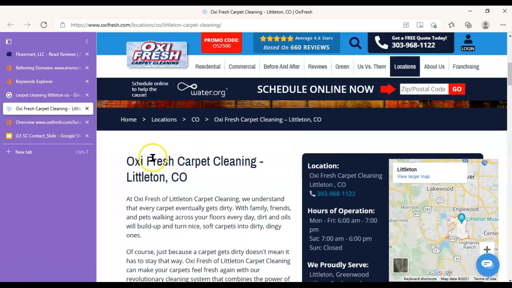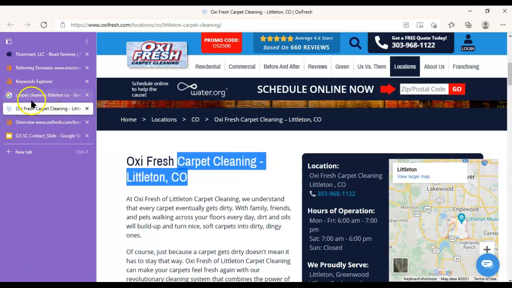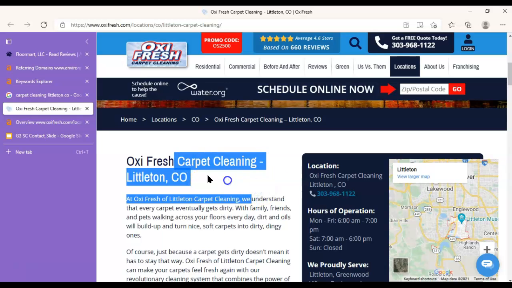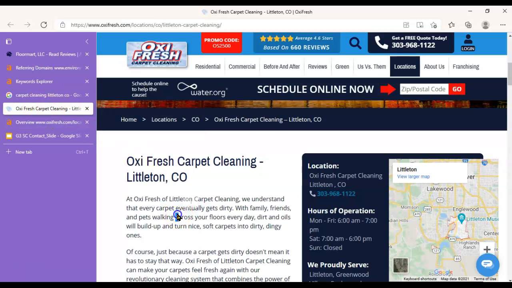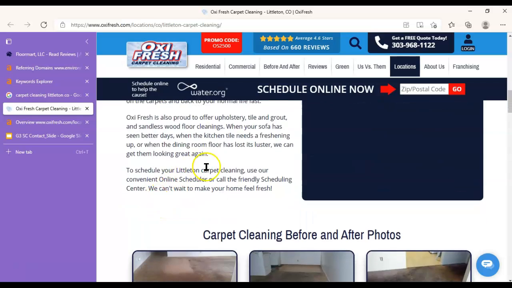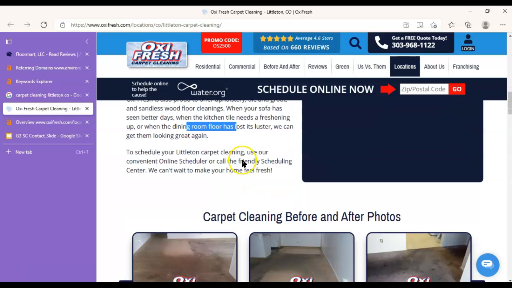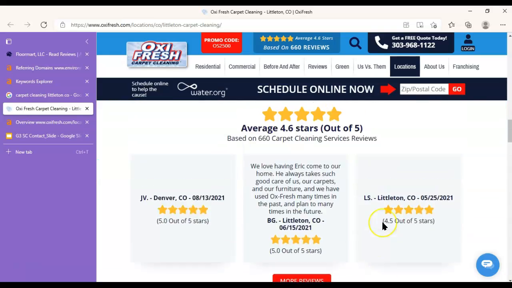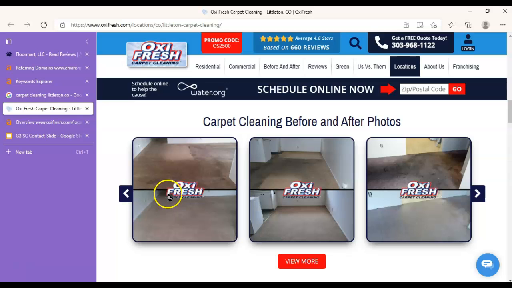So first of all, they're including these keywords that we were talking about. We identified carpet cleaning Littleton, Colorado. It's not a coincidence that they have this right at the top of their page, in big bold letters, and they're showing up for that word on Google. They don't just have it here. They also have it throughout the content as well.